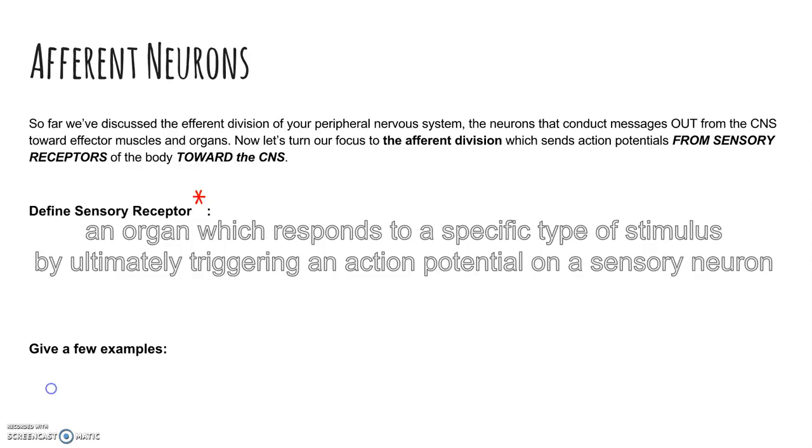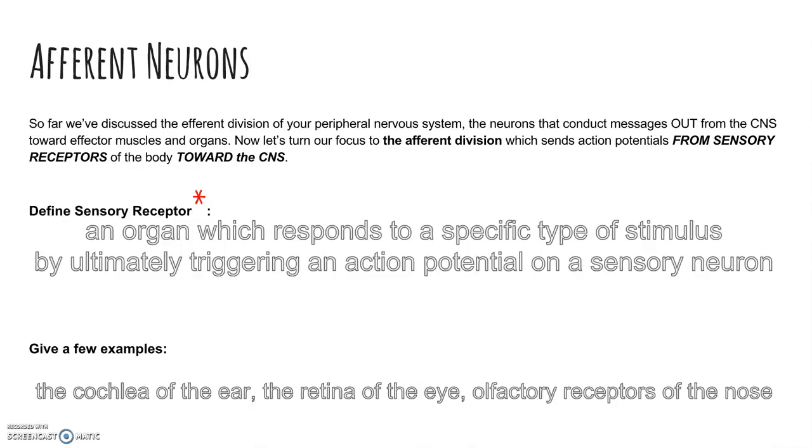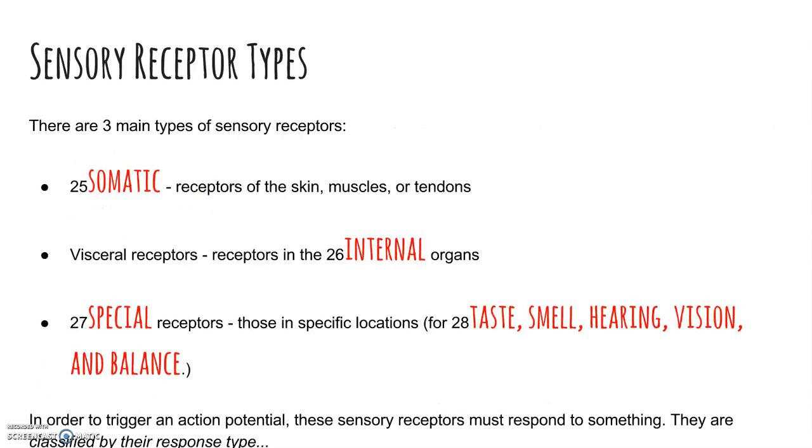A few examples to help would be the cochlea of your ear, where the stimulus is sound, and it takes the information on the neuron to the brain for you to transfer that into the understanding of sound. The retina of the eye helps you to see. Olfactory receptors of the nose help you to smell. So all of those are sensory receptors.